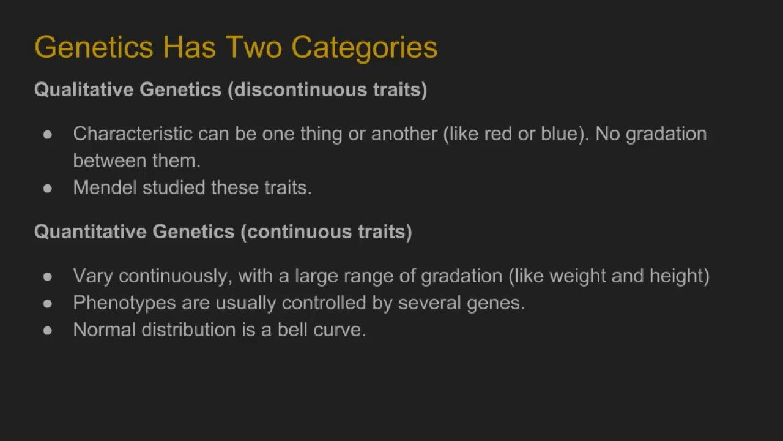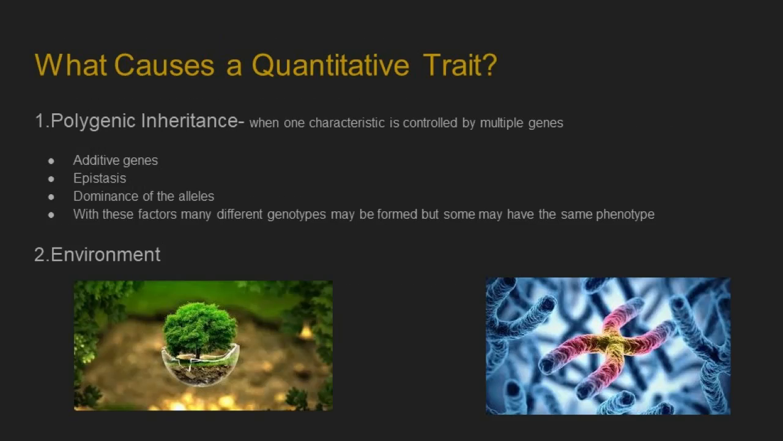Phenotypes are usually controlled by several genes, and normal distribution is a bell curve. A quantitative trait is caused by polygenic inheritance. Polygenic inheritance is when one characteristic is controlled by multiple genes. This can be divided into three factors: additive genes, epistasis, and the dominance of the alleles. Polygenic inheritance can result in many different genotypes, which can all have different phenotypes or can share one phenotype. The environment can also have an effect on quantitative traits.